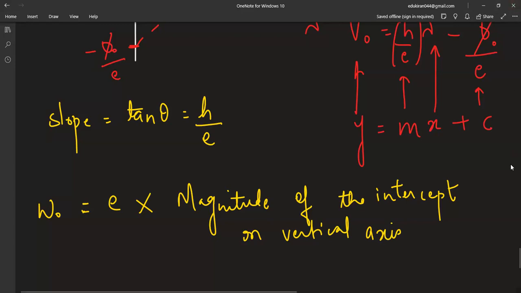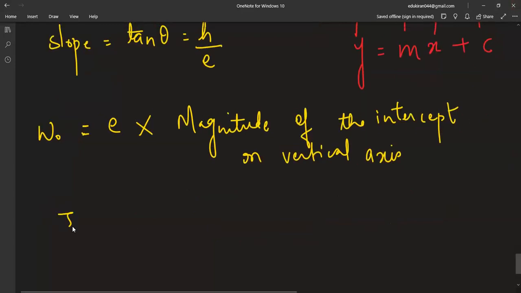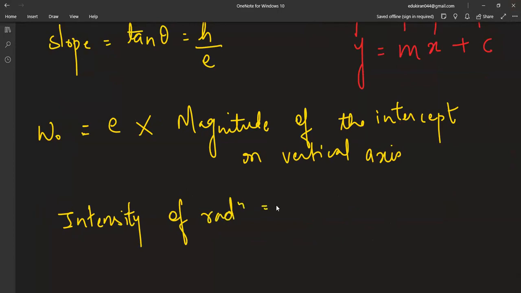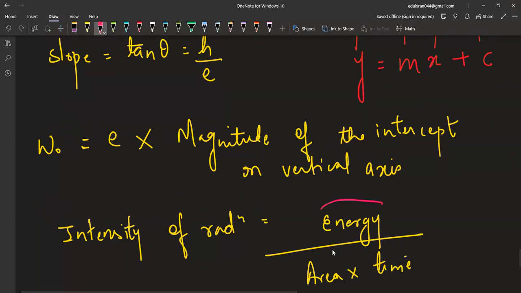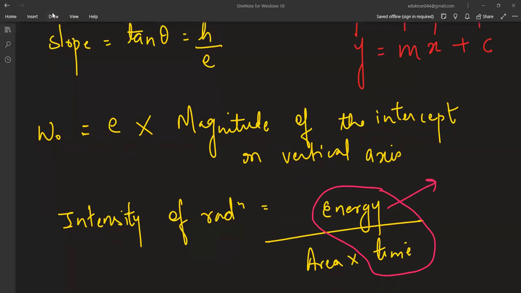One more formula let me discuss because that will be used in the next class. That is the formula of intensity of radiation. So intensity is always energy per unit area per unit time. So from here, energy per unit time. What do we call this? Energy per unit time. Any idea? Try to recall. Power.